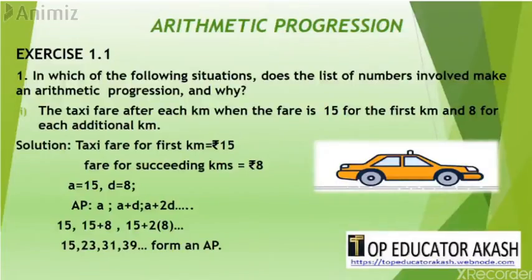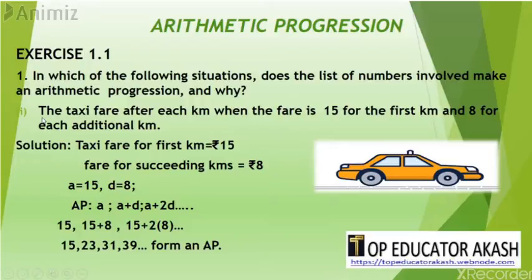This is Top Educator. Today I am going to solve maths first chapter, that is arithmetic progression. Exercise number 1. First question, that is, in which of the following situations does the list of numbers involved make an arithmetic progression and why? Here they have given some questions and we need to find whether they are in AP or not.